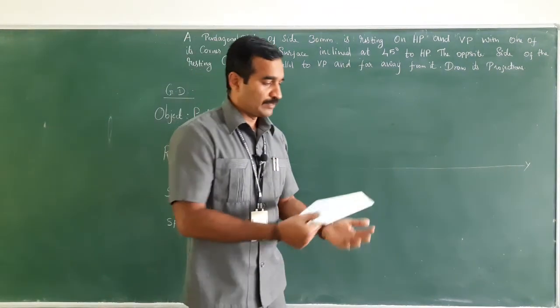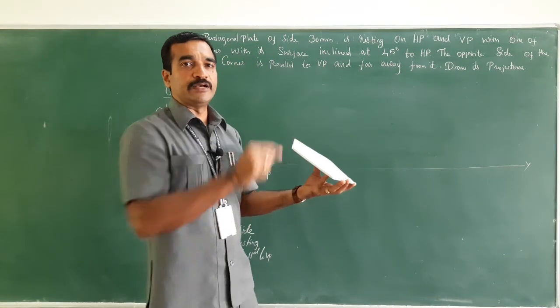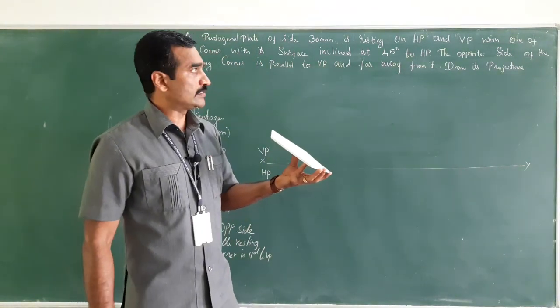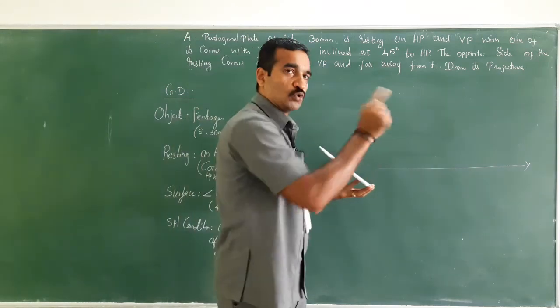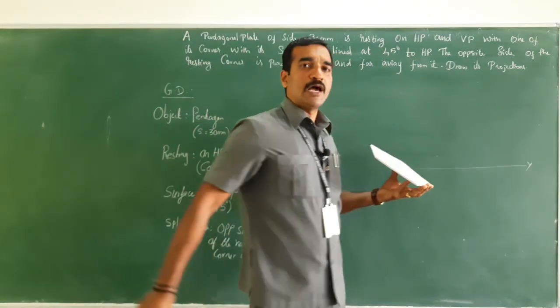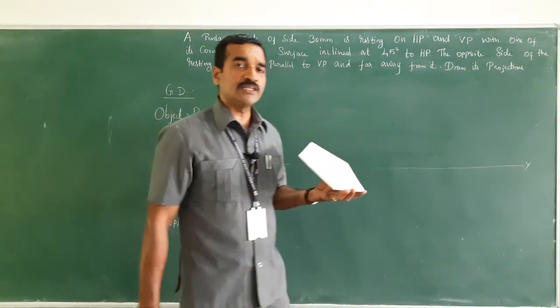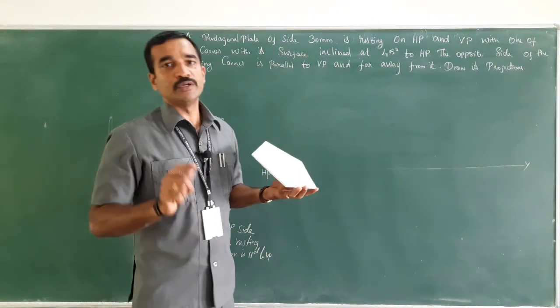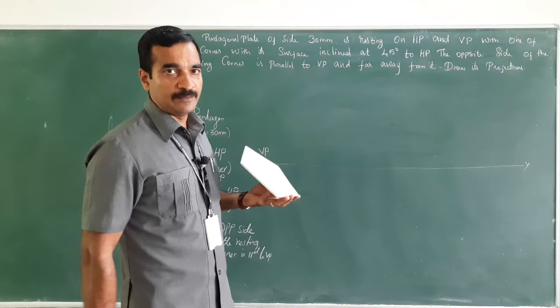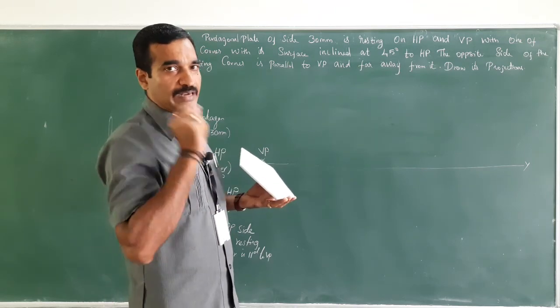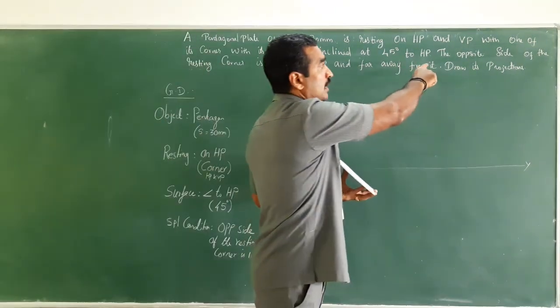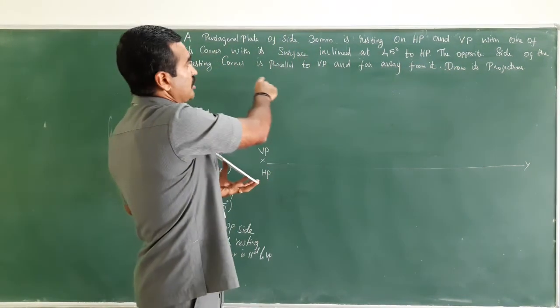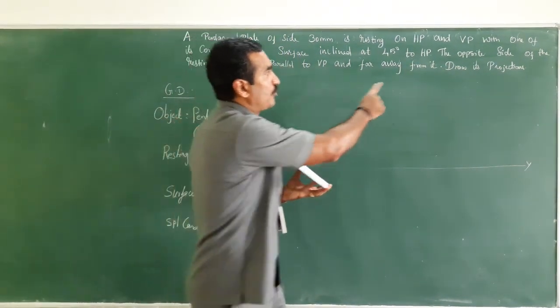The next stage, surface is inclined at 45 degree, right? Surface is inclined. Stage 2 is over. Now the third stage belongs to edge inclination or special condition. Is there any edge inclination here? No, it is not given. In place of that, some condition is specified. What does the condition say? The opposite side of the resting corner is parallel to VP and far away from it.